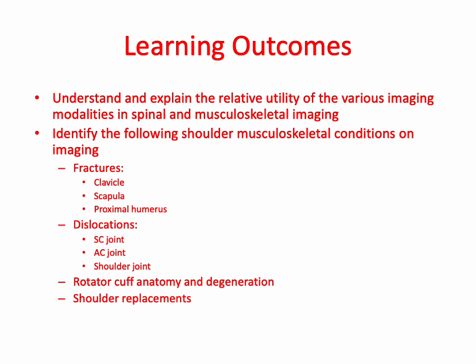So some of the aims of this lecture and how they relate to the learning outcomes. We want to understand and explain the utility of different types of imaging modalities in musculoskeletal imaging of the shoulder, usually today talking about mainly plain films, ultrasound and MRI. And then we'll be talking about different musculoskeletal conditions: fractures of the clavicle, scapula and humerus, SC joint, AC joint and shoulder joint dislocations, and then a brief talk about the anatomy of the rotator cuff and some of the associated pathologies, and then another brief talk about different types of shoulder replacements.